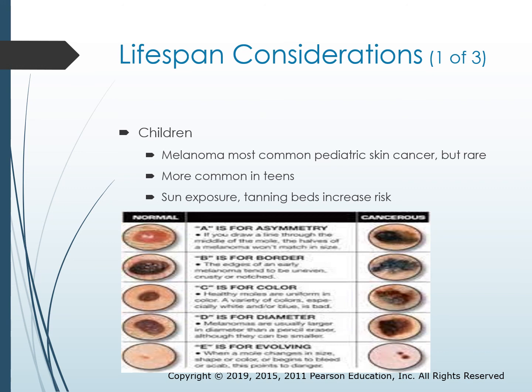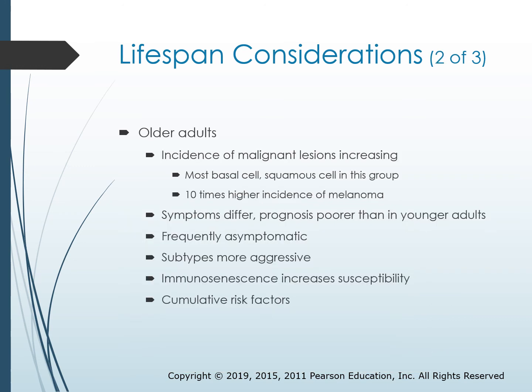Lifespan considerations. Children: melanoma is the most common pediatric skin cancer, but it is rare. It's more common in teens because they're out more, they're at the beach, they're in college, and they're going on summer breaks and things of that nature. Sun exposure and tanning beds also affect young adults as well.